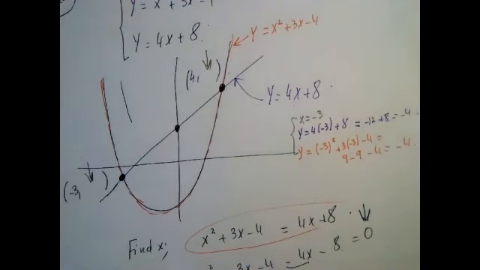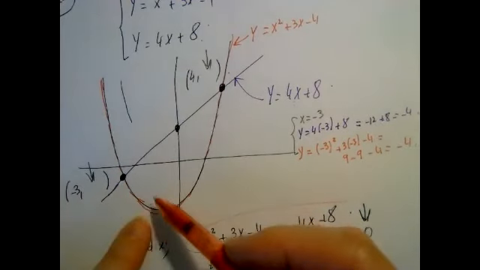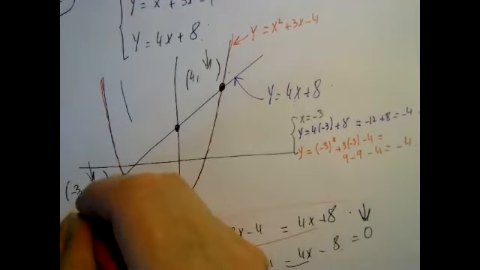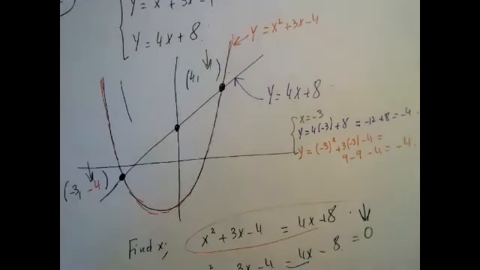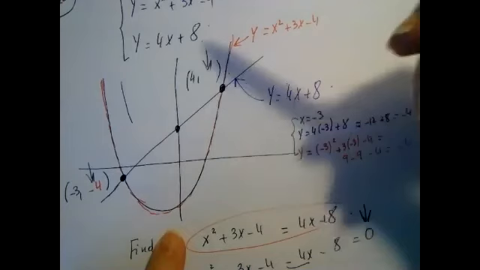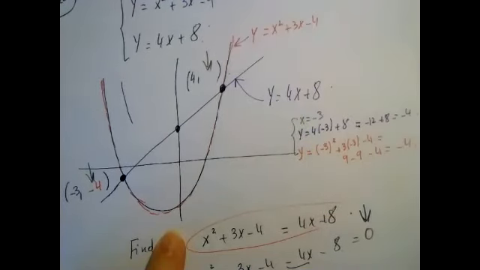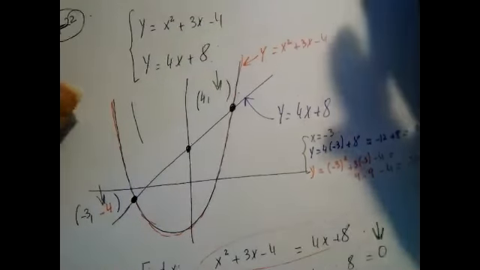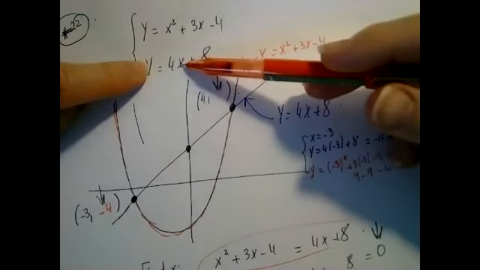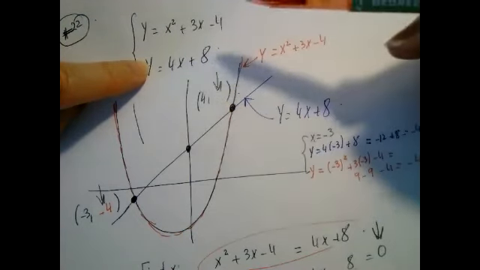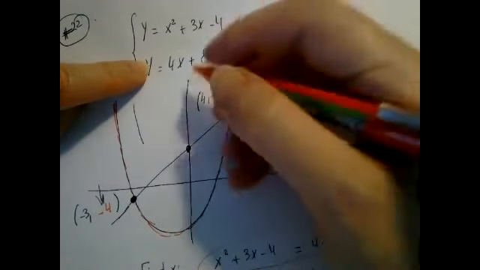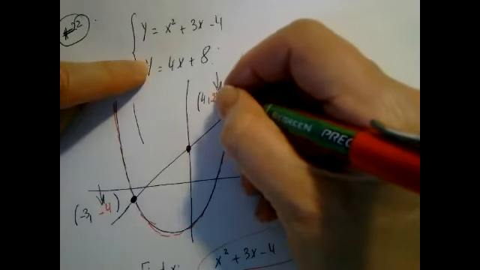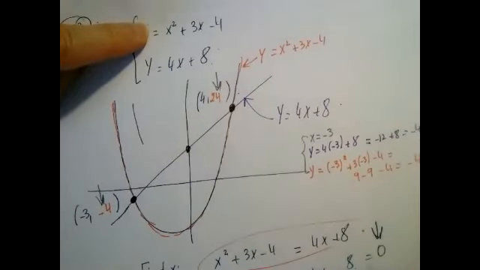So the intersection point means you find the x, and whether you plug it into the red or the blue, that's the intersection point. It means this point is on both graphs. Those coordinates should satisfy this equation and this equation at the same time. Now for x equal to 4, 4 times 4 is 16, 16 plus 8 is 24.